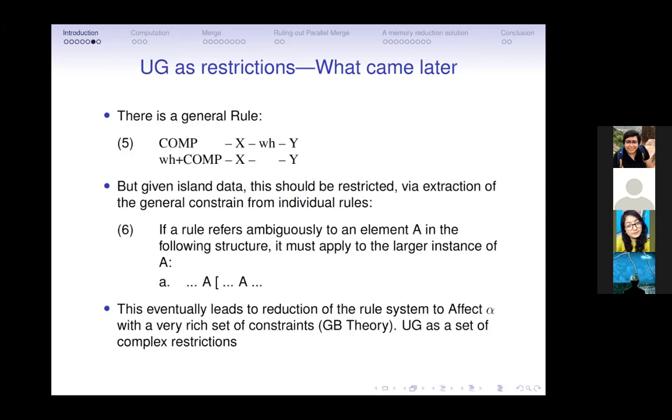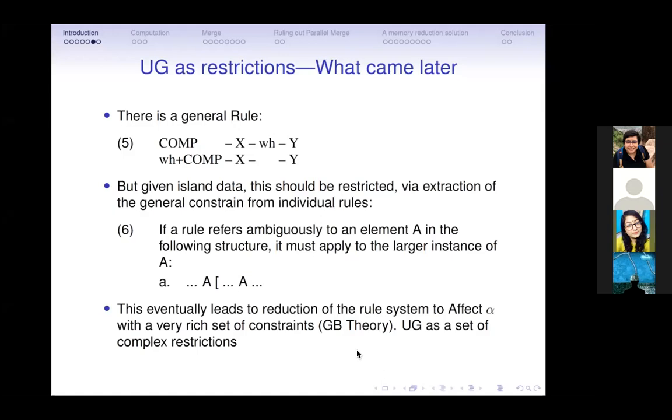And that's what the rule in 5 gives you. Now, it turns out that actually, if you let that rule in 5 just run, it will generate for you all sorts of wrong structures and wrong sentences. So even very early on, the suggestion was that these rules came along with constraints, okay?